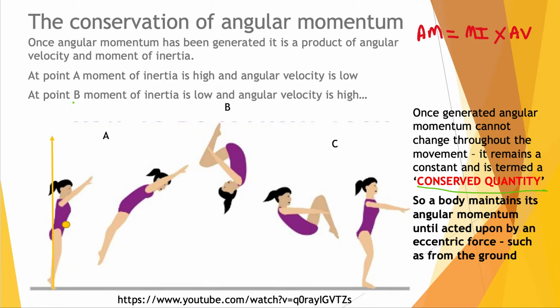And we can think of that two ways. Number one, as the gymnast tucks, her angular velocity has to increase, but she's using that, knowing that angular momentum remains the same. If she wants to increase her angular velocity, then she must decrease her moment of inertia and therefore come into the tuck position. If she wants to decrease her angular velocity, she must increase her moment of inertia because angular momentum must remain the same. It's a conserved quantity.